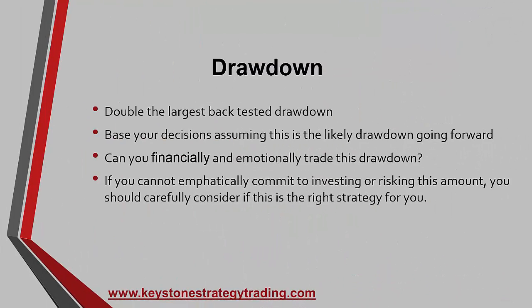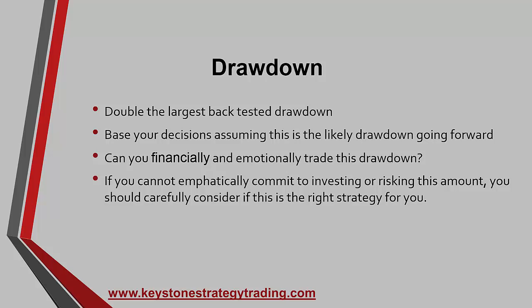So the next thing to look at when you're evaluating a strategy is the drawdown. What we recommend is taking the back-tested data, determining what the largest drawdown is, and then doubling that. Then base your decisions going forward on whether you want to trade the strategy on twice the back-tested drawdown. So you need to ask yourself the question, can you financially and emotionally trade through this drawdown? Can you emphatically commit to that kind of investment in trading this strategy?